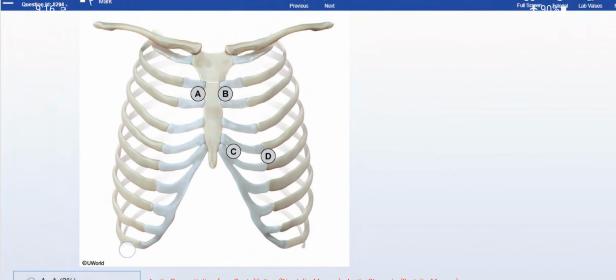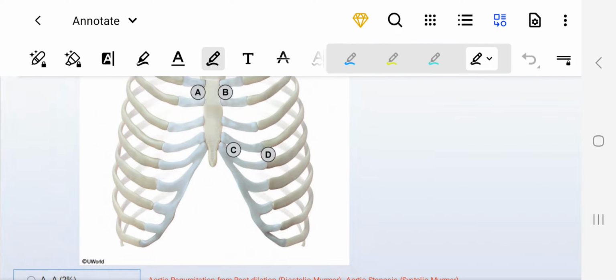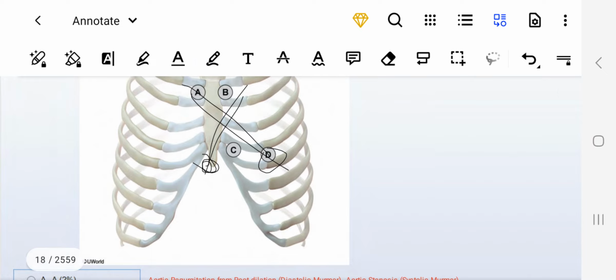Why not option A? Option A, you have to remember in this way that on the left side we have the aorta. There will be crossing over, so their sound will be best heard in the second space on the right side. And on the left side, we have the pulmonic valve that will be crossed over here, so at location B, its sound is best heard. Remember this thing.